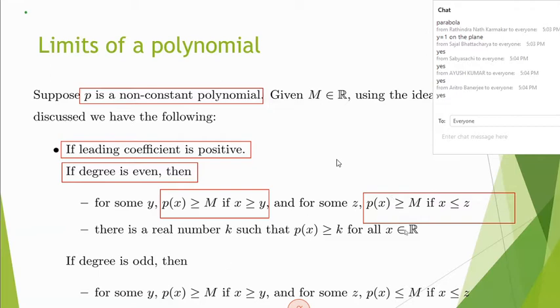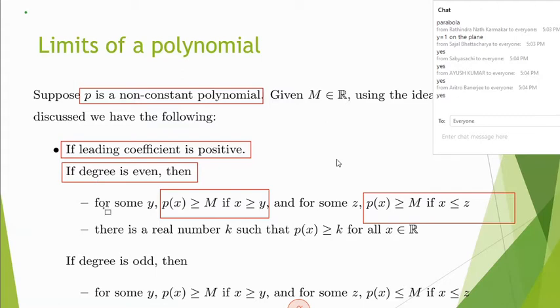So the other part is easy to prove: that for some z, p of x is greater than or equal to m for x less than or equal to z. This proof you will do on your own, based on the proof of the other statement. Okay, so that's one part.